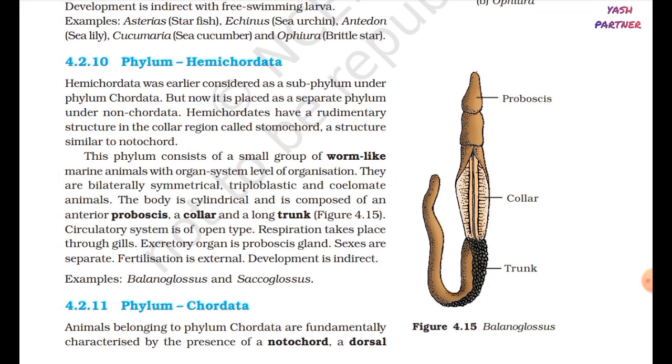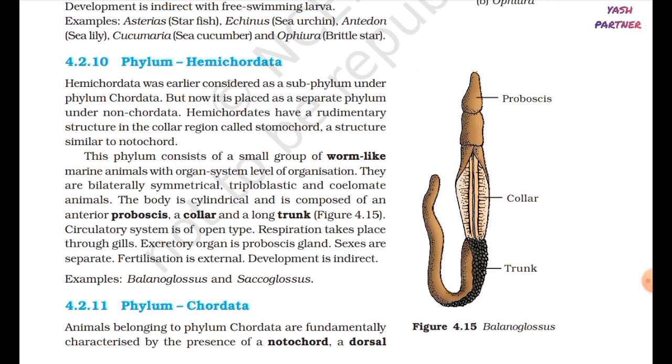4.2.10 Phylum Hemichordata. Hemichordata was earlier considered as a subphylum under phylum Chordata, but now it is placed as a separate phylum under non-chordata. Hemichordates have a rudimentary structure in the collar region called stomochord, a structure similar to notochord. This phylum consists of a small group of worm-like marine animals with organ system level of organization. They are bilaterally symmetrical, triploblastic and coelomate animals. The body is cylindrical and is composed of an anterior proboscis, a collar and a long trunk, figure 4.15.